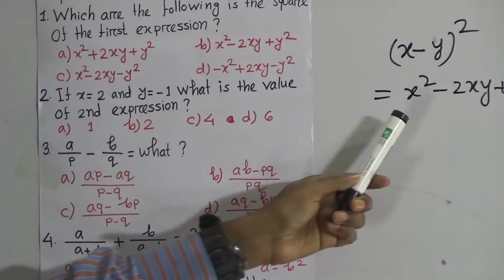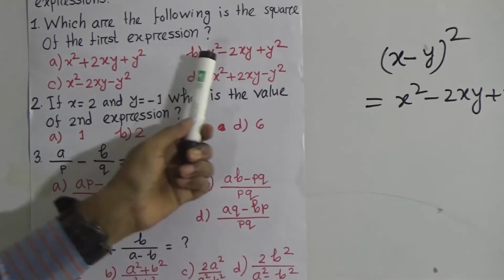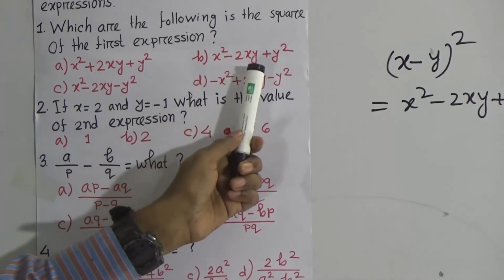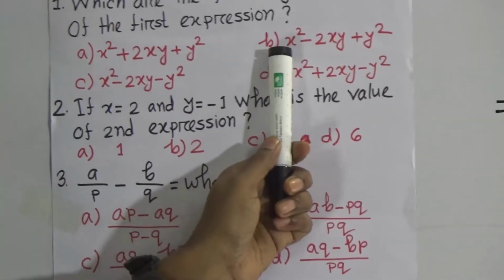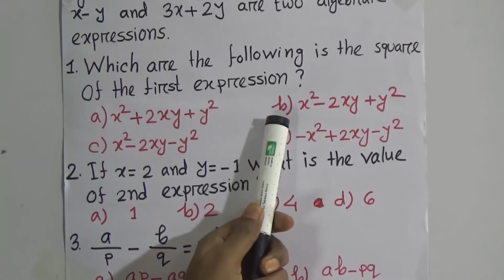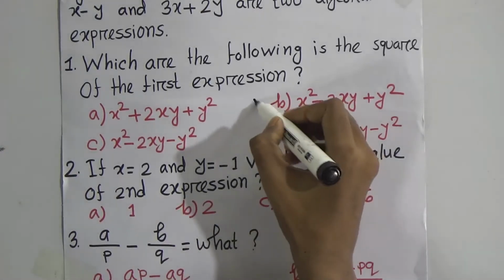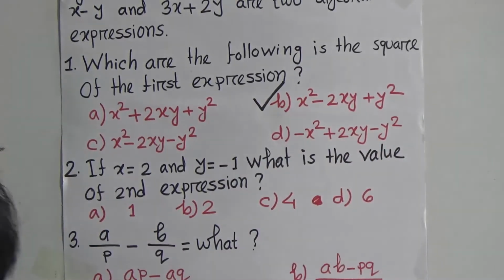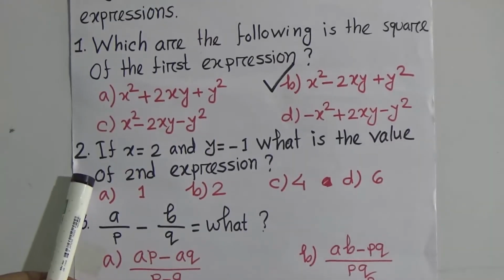x square minus 2xy plus y square. Option B, x square minus 2xy plus y square, is the correct option. So you give a tick sign at B. Now see question number 2.